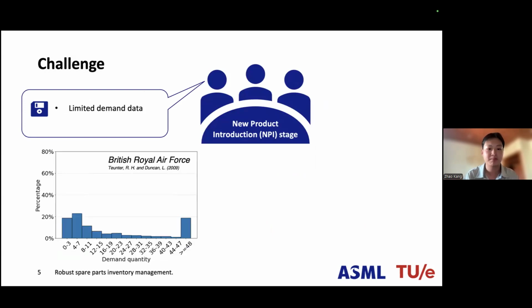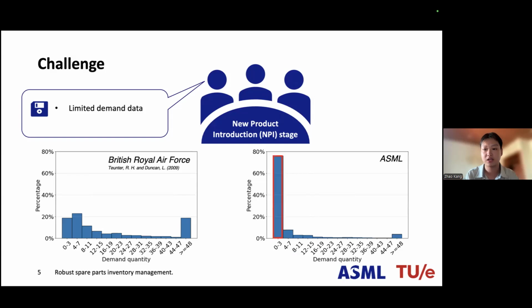Here we have a first example from the air industry, from the British Royal Air Force. You can see that it is true that for some of their components the demand is low, but the average demand is still around 20 or so. However, in our case for ASML, you can see that around 80% of the components have demand less than or equal to 3, and the mean value is only 4 per year.